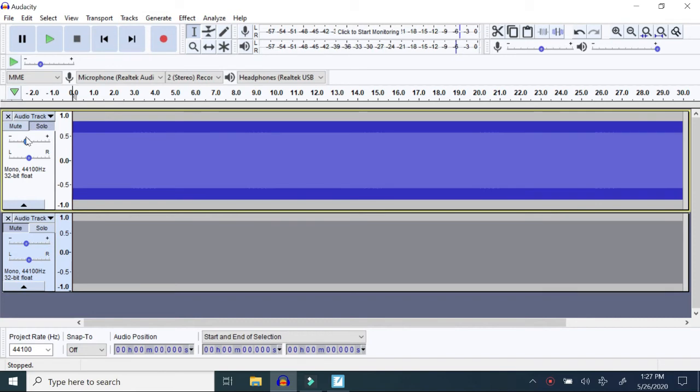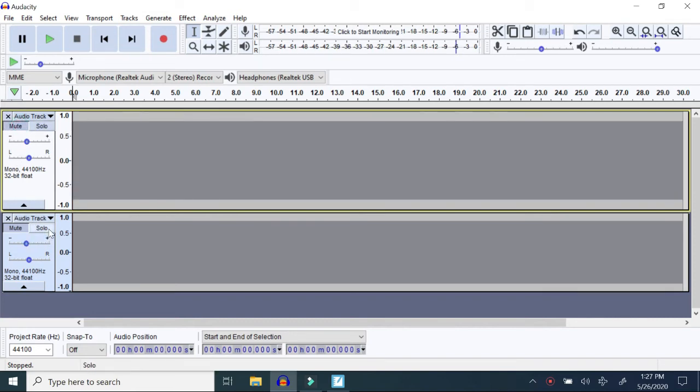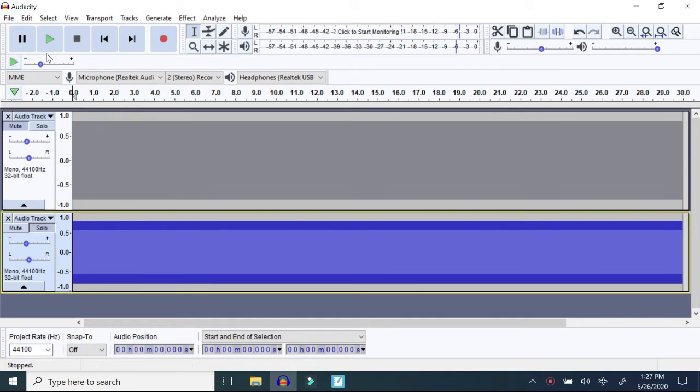Okay, now we're going to do the same thing with the other track. So I'm going to mute this track and I'm going to turn this one on instead. And I'm going to play it again. So you'll notice it sounds very similar. In fact, it almost sounds like exactly the same thing. In fact, it is slightly different.